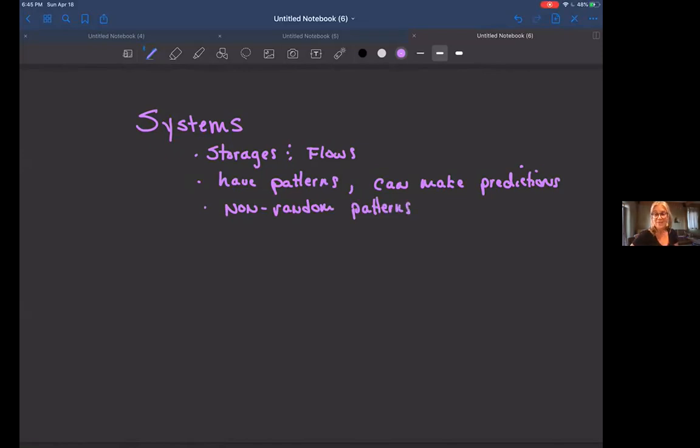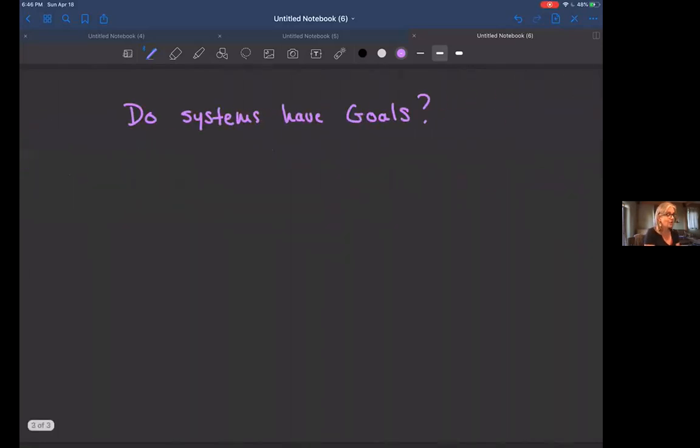Okay, so we can talk about systems in terms of biological systems. We could also talk about physical systems. We could talk about social systems or economic systems. So one interesting thing about these systems is that we might talk about whether or not they have goals. So let's take, for example, a biological system.